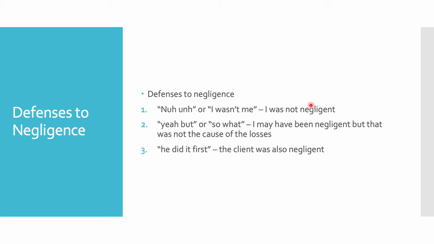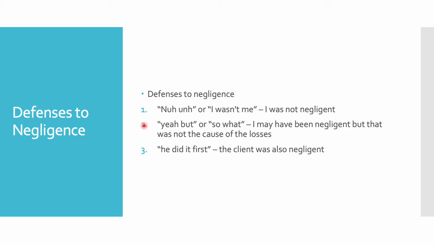And in this case, the accountant would need to show two things. They did meet compliance with GAAP or GAS, whichever would be appropriate, and also that they lived up to the standard that reasonably prudent accountants, CPAs, or auditors would have given the circumstance. All right, so that's your first defense. I wasn't negligent.